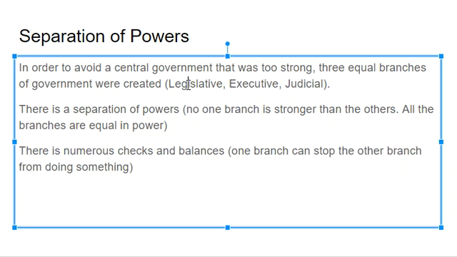So for example, if the legislative branch creates a law and the executive branch doesn't like that law, they can get rid of it. And then if legislative and executive both like a law, the judicial branch, if they don't think it's a good law or it's against the Constitution, they can get rid of it. So each branch depends on the other, but they can also stop another branch from doing something.